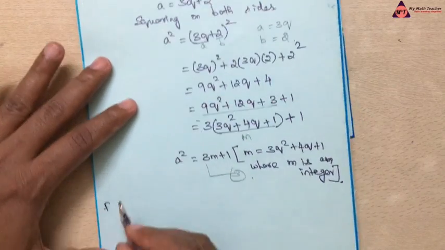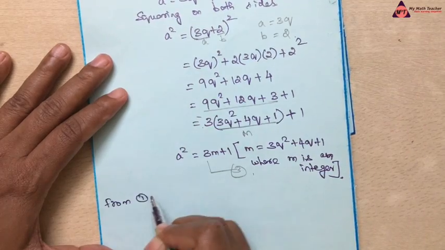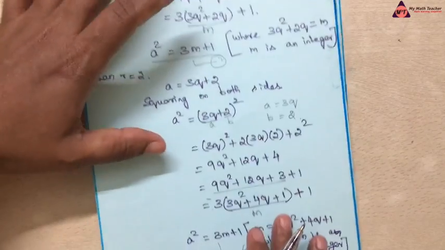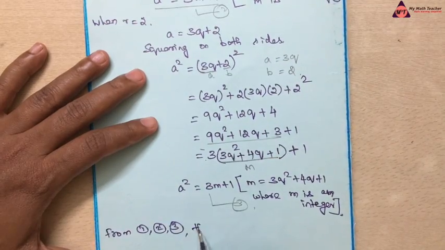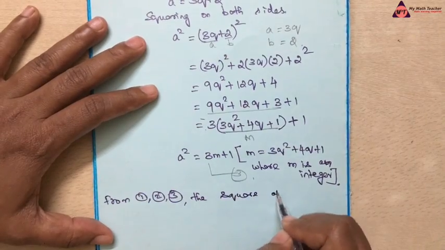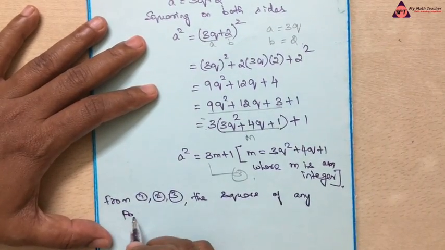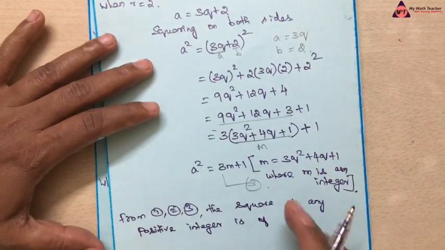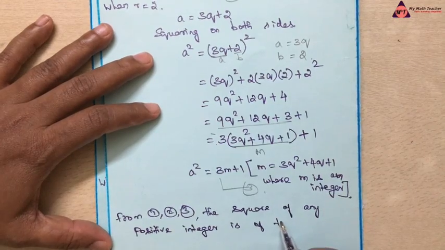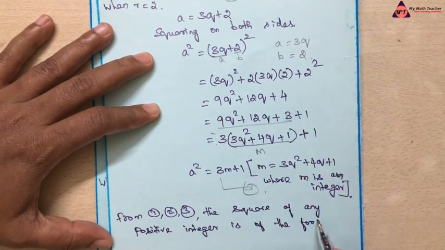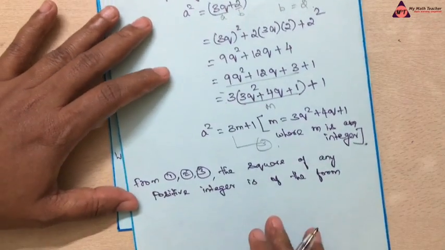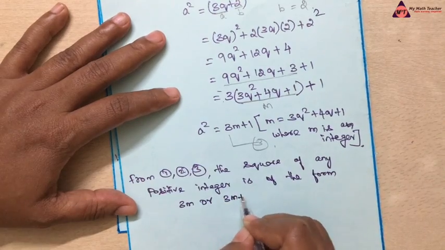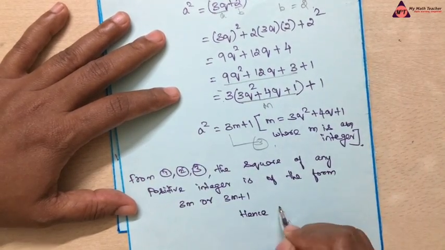From 1, 2 and 3, so what we have proved, the square of any positive integer is of the form 3m or 3m plus 1, hence proved.